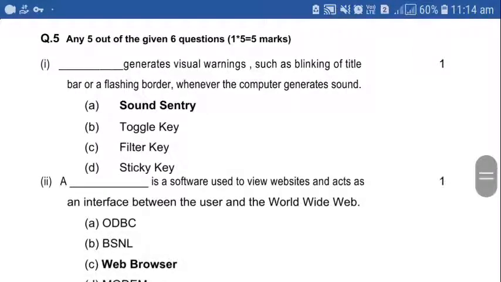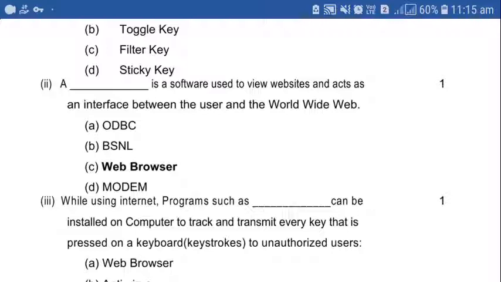Now comes to the question number 5. Any 5 out of the given 6 questions and each question carries 1 mark. Question number 1, dash generates visual warning such as blinking of title bar or a flashing border. So whenever the computer generates sound, the right answer is sound sentry. There are 4 options given here, and out of these 4 options the right answer is option A, sound sentry. Now question number 2, a dash is a software used to view websites and acts as an interface between the user and the World Wide Web, and the right answer is web browser.